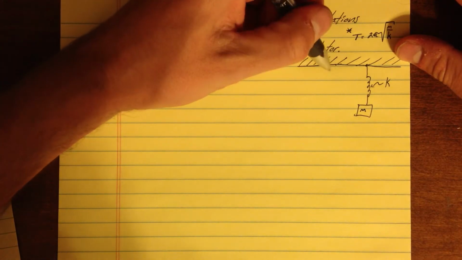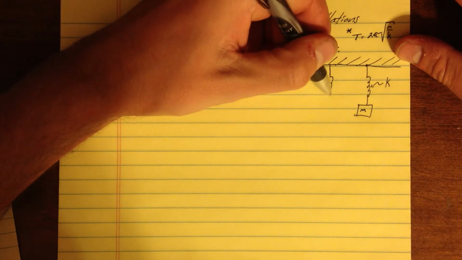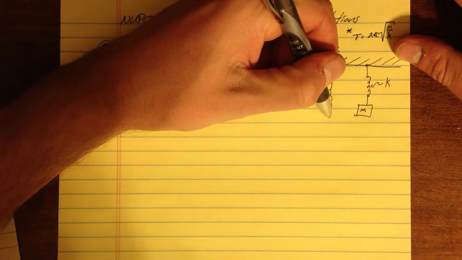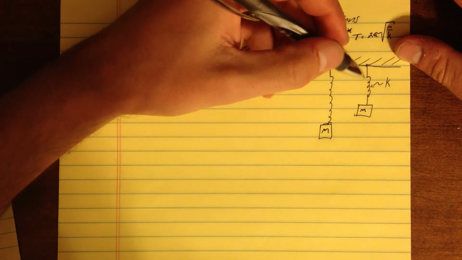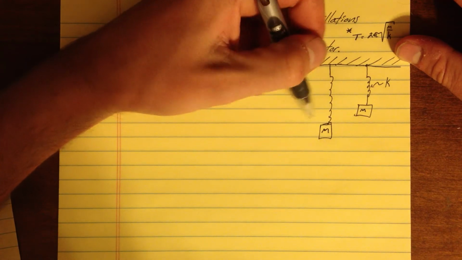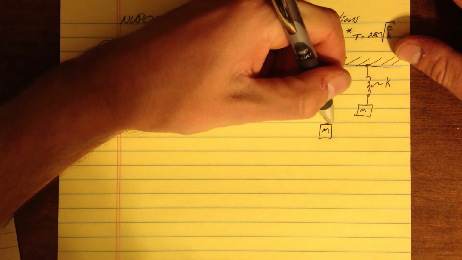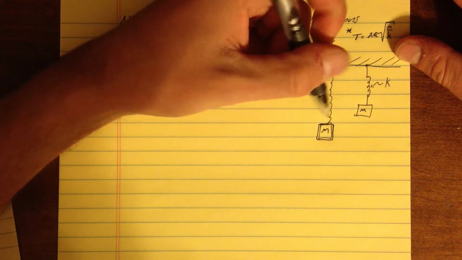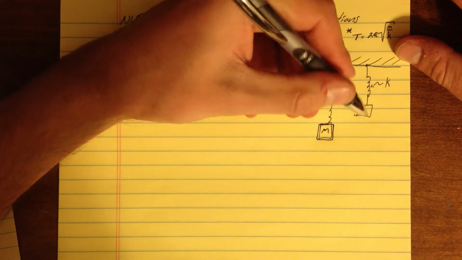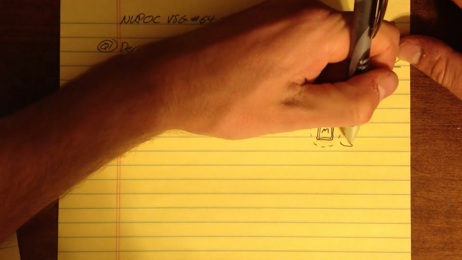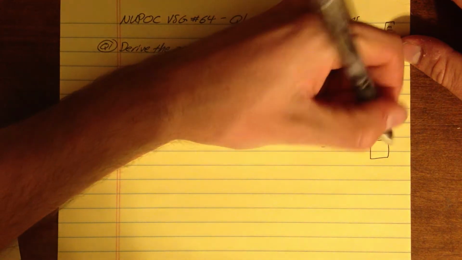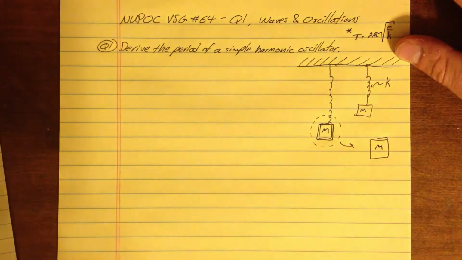So if I draw this same mass and spring over here, but now it has been displaced, I've pulled it down, let's take a look at the net force on this mass. Let's draw a free body diagram on the mass.